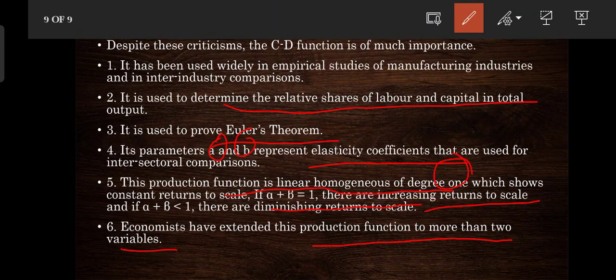We have seen what the Cobb Douglas production function is, its graphical representation of constant returns to scale, and its criticisms and importance.